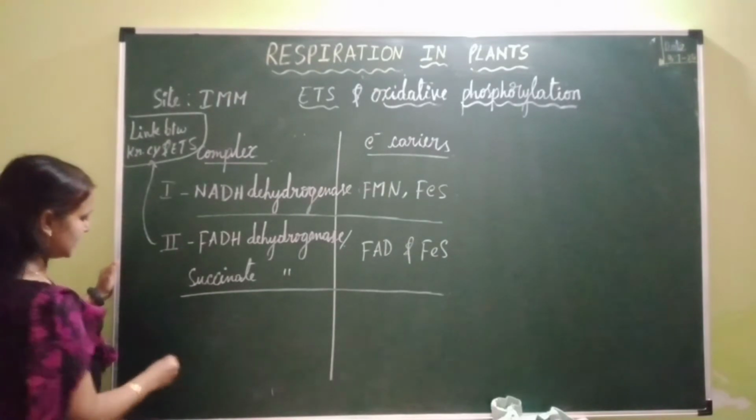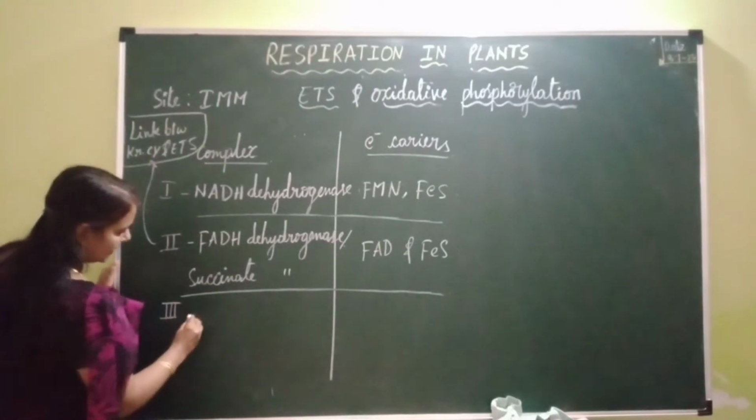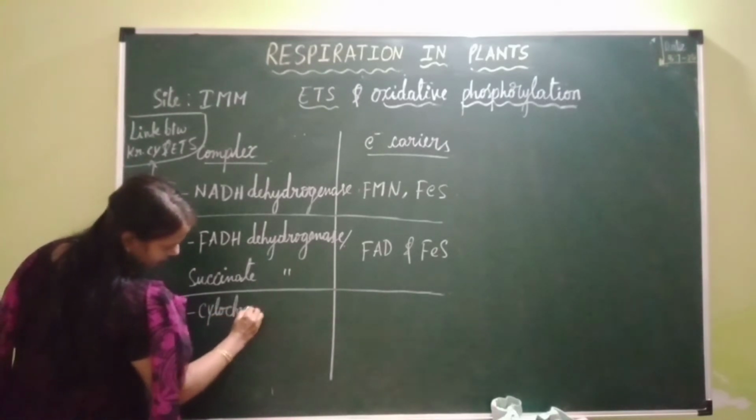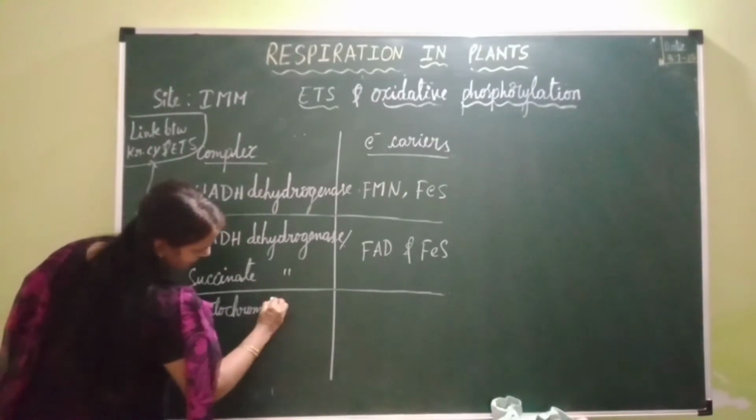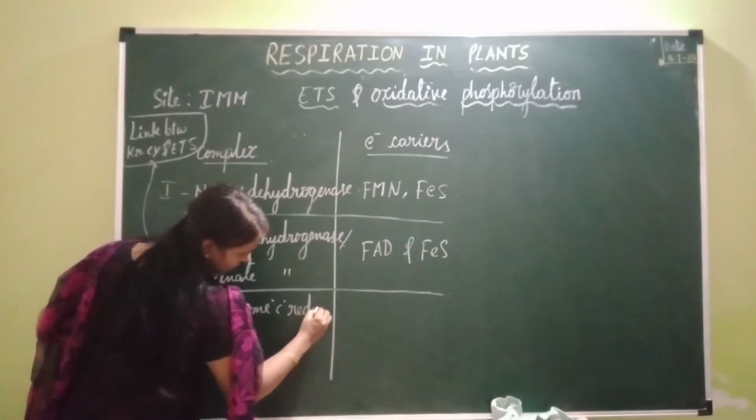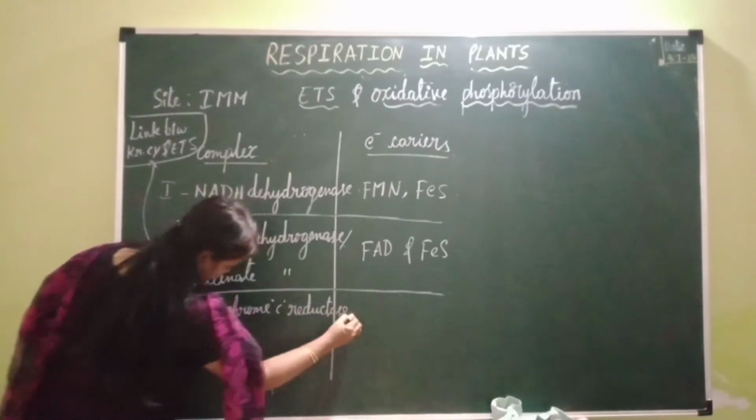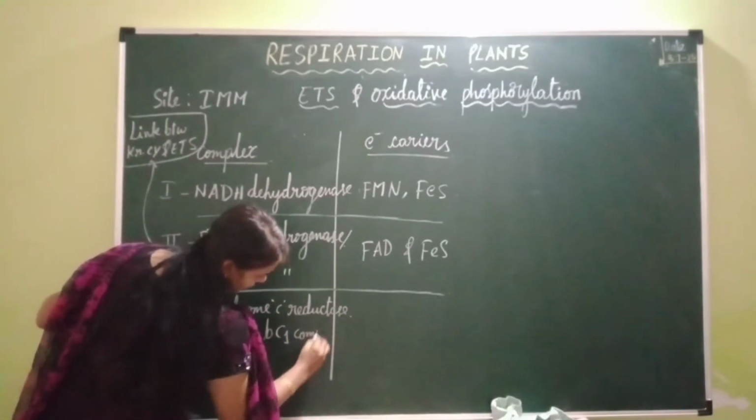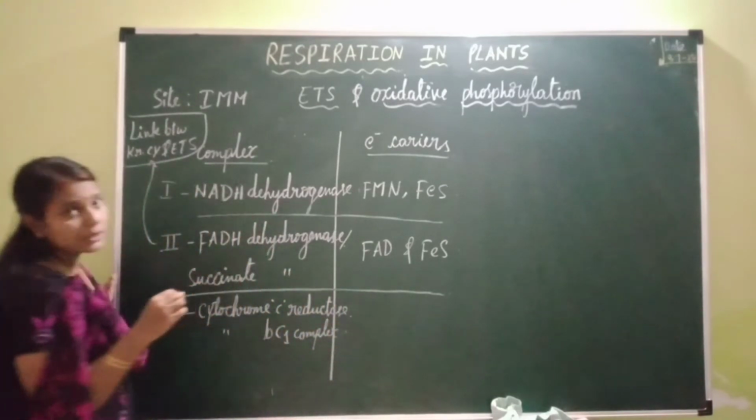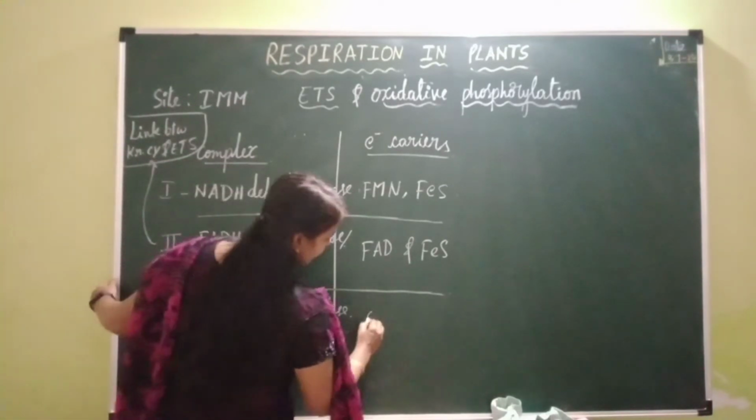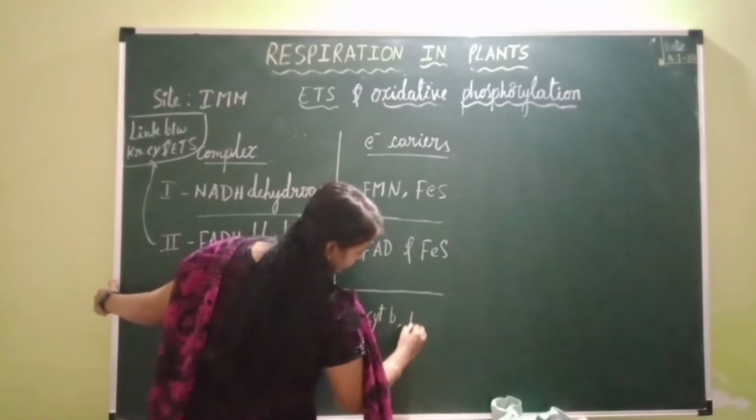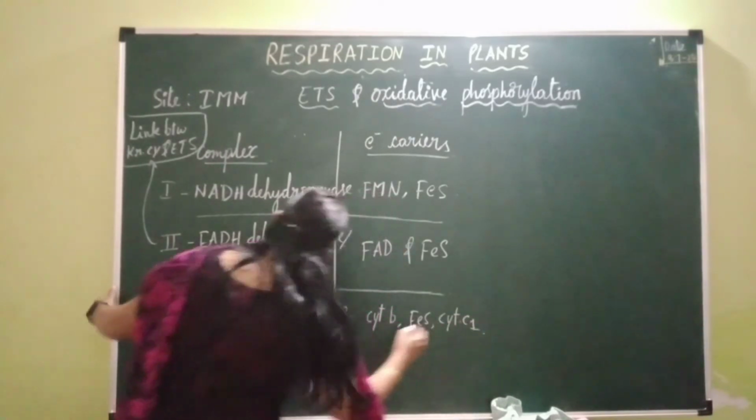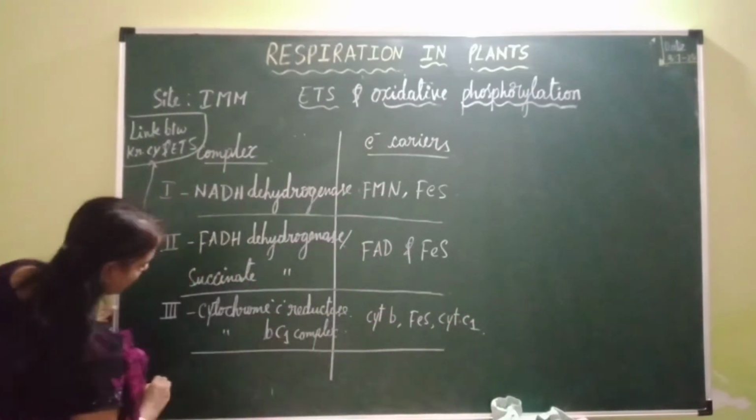So this is about the second complex. Now coming to the third complex. The third complex is cytochrome C reductase, which is also called the cytochrome BC1 complex. The electron carriers present in this third complex are cytochrome B, FeS, and cytochrome C1.